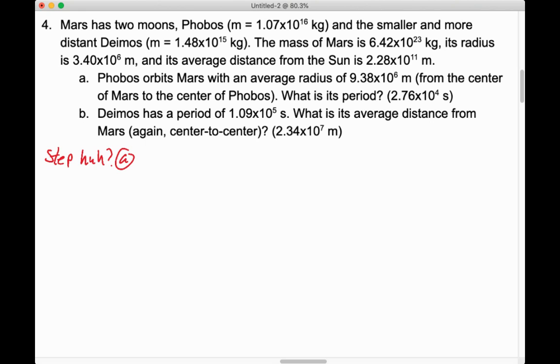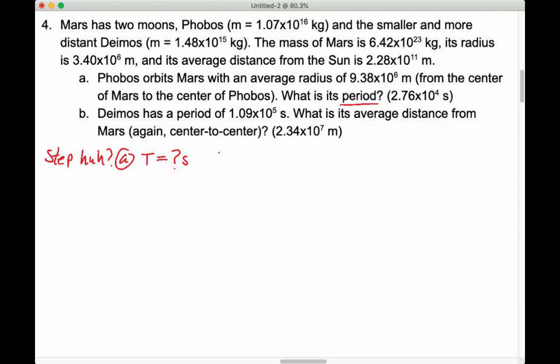For part A, Phobos orbits Mars with an average radius of that from the center of Mars to the center of Phobos. What is its period? So, what we're looking for is its period. What is the symbol for that? That is the big T. So, period, it's the length of time it takes the thing to orbit. It's a big, important time, so we give it a capital T. So, T is equal to question mark. And what units will it have? Well, it's a time, so we're going to measure it in seconds.